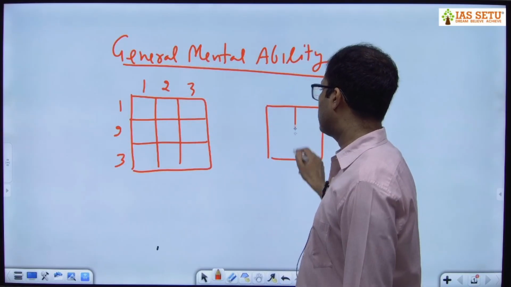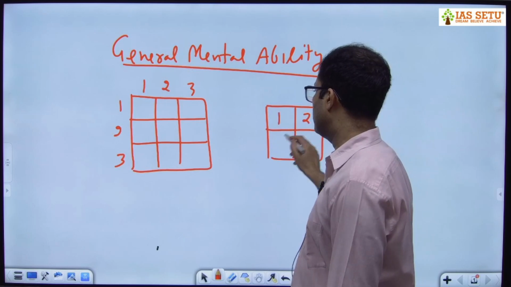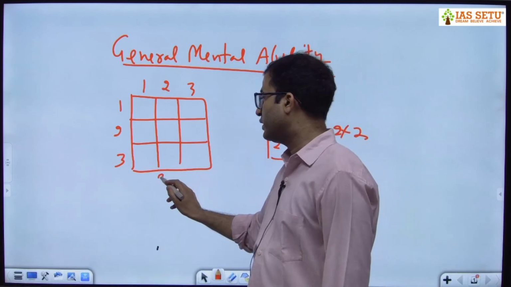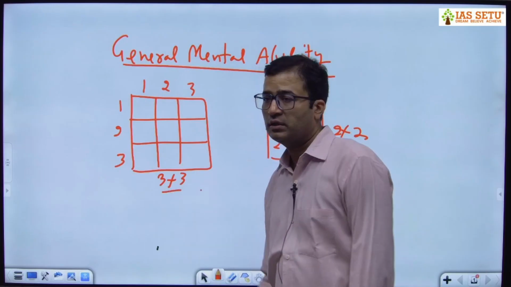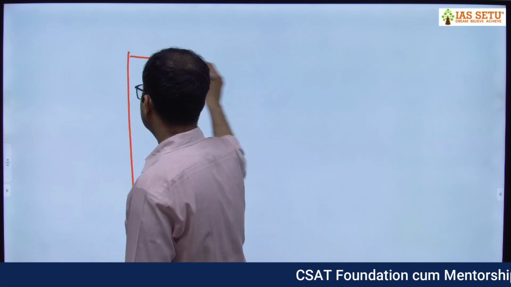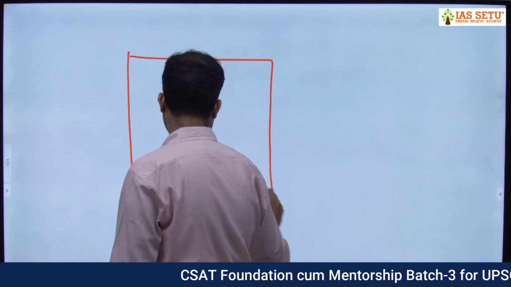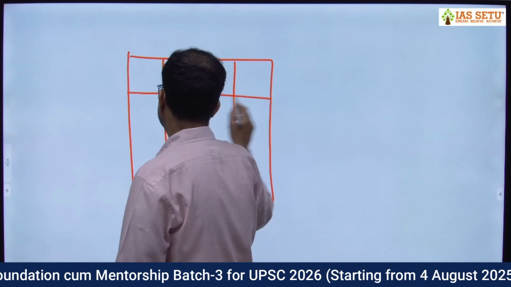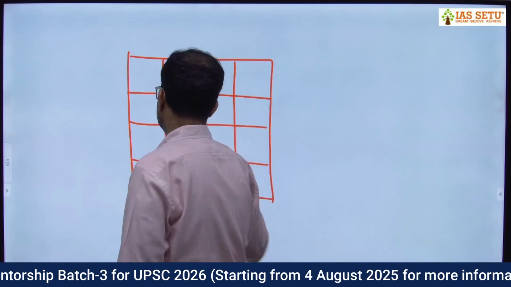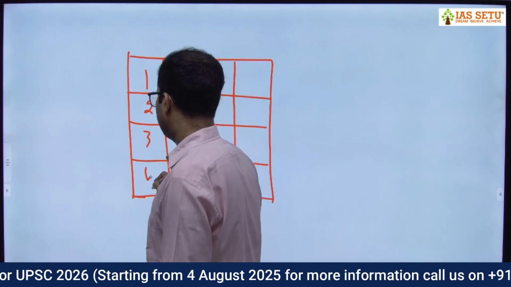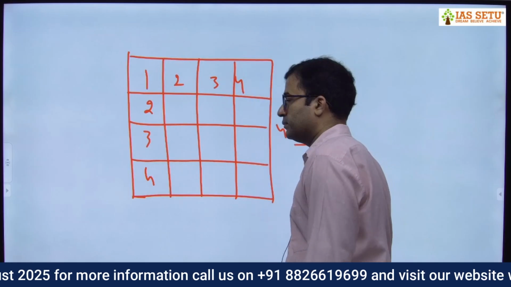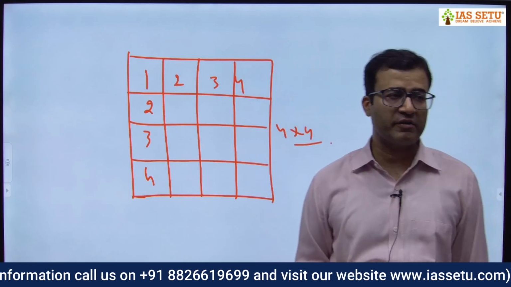Or we can do it like this. You can put numbering like this, 1, 2. This is a 2 by 2 figure. We call this a 3 by 3 figure. I can take a 4 by 4 figure. Here it is 1, 2, 3, 4, 1, 2, 3, 4. So 4 by 4 figure. It can be a 5 by 5 figure.